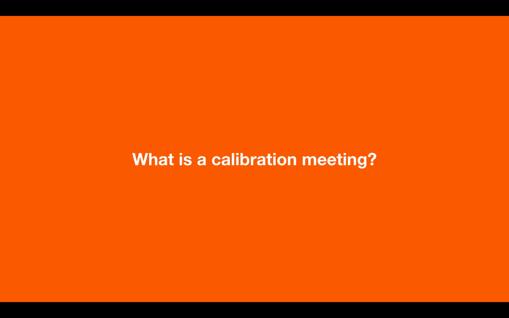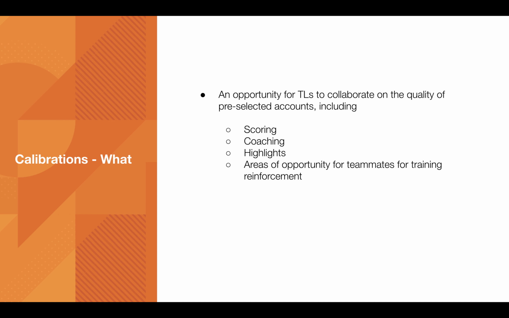To start, let's review what a calibration meeting is. Calibration meetings are a series of ongoing meetings to discuss the scoring of pre-selected accounts. They're used to collaborate with our peers on account reviews and confirm alignment on scoring, coaching, highlights, and strategy. They serve as an opportunity to address any questions our teammates have on scoring and create the opportunity to seek the opinions of our peers. Ultimately, the meetings aid in streamlining future scoring and assessing areas of opportunity for additional training.